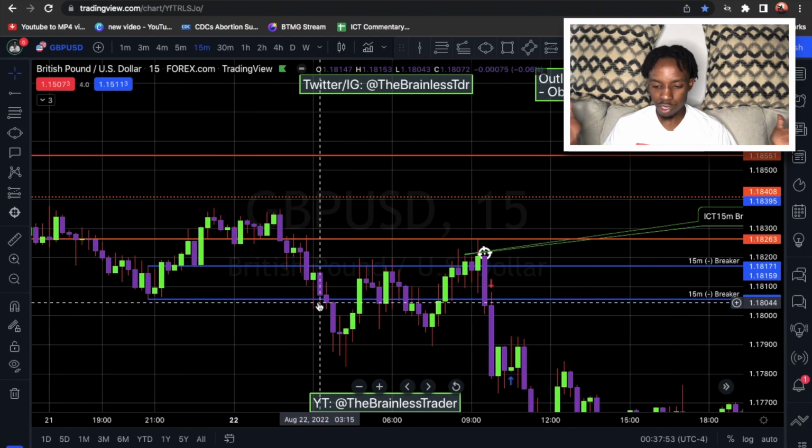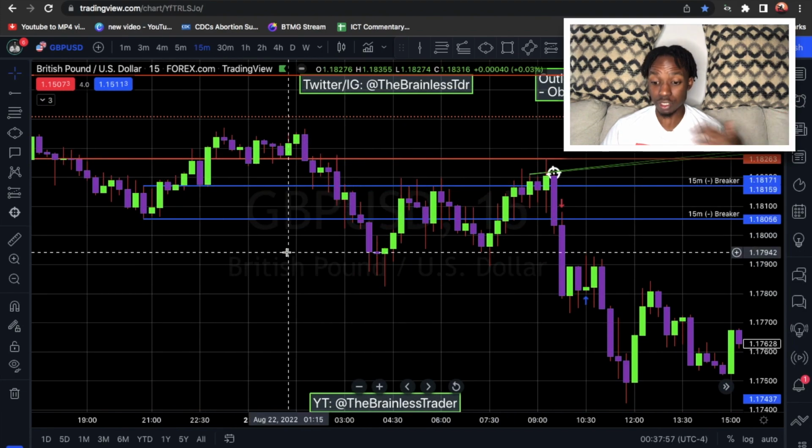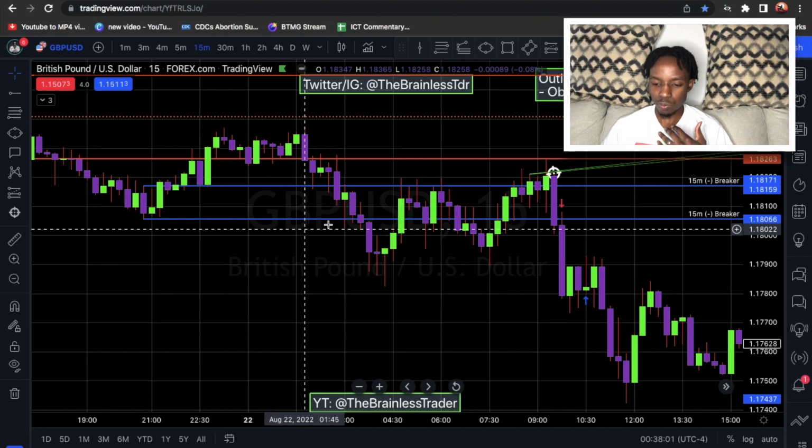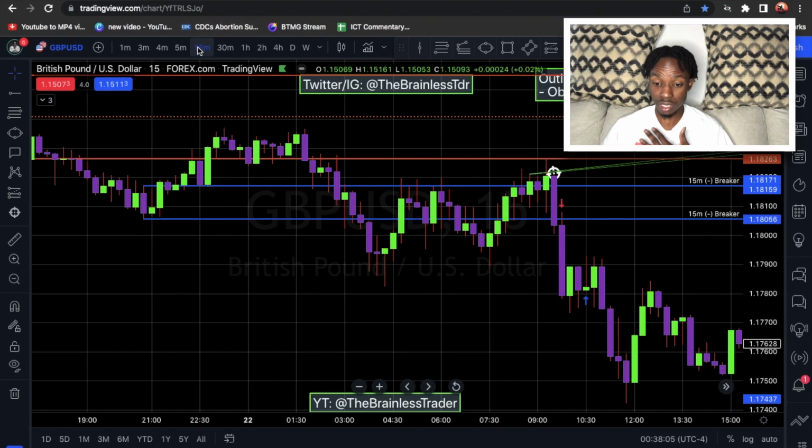Now, where's the fair value gap? You're looking here, you tell me, where's the fair value gap? Because me personally, I don't see a big enough fair value gap trading within this breaker area. So when you don't see that, and we're on a 15-minute time frame, you gotta break it down to a smaller time frame.